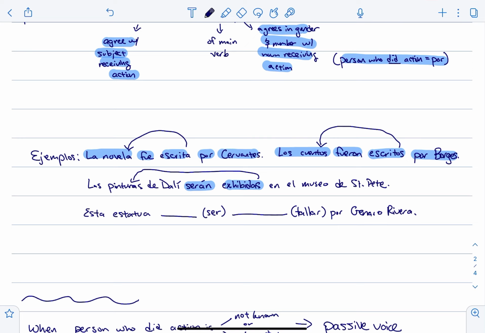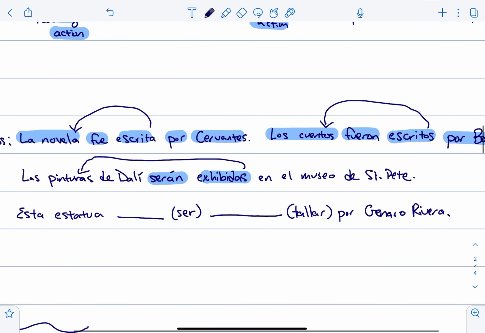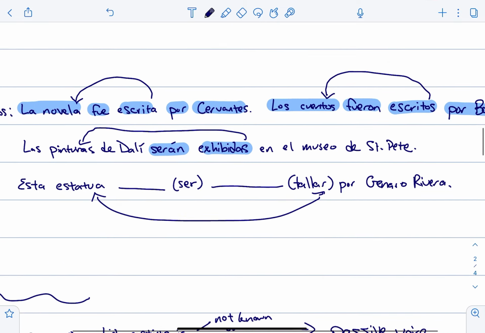All right, try this sentence. Esta estatua ____ por Genaro Rivera. I want you to say, this statue was carved by Genaro Rivera. So you should have the preterite of ser, and then you should have the participle of tallar, and it needs to agree in gender and number with estatua. So you should have fue in your first blank and tallado in your second blank.